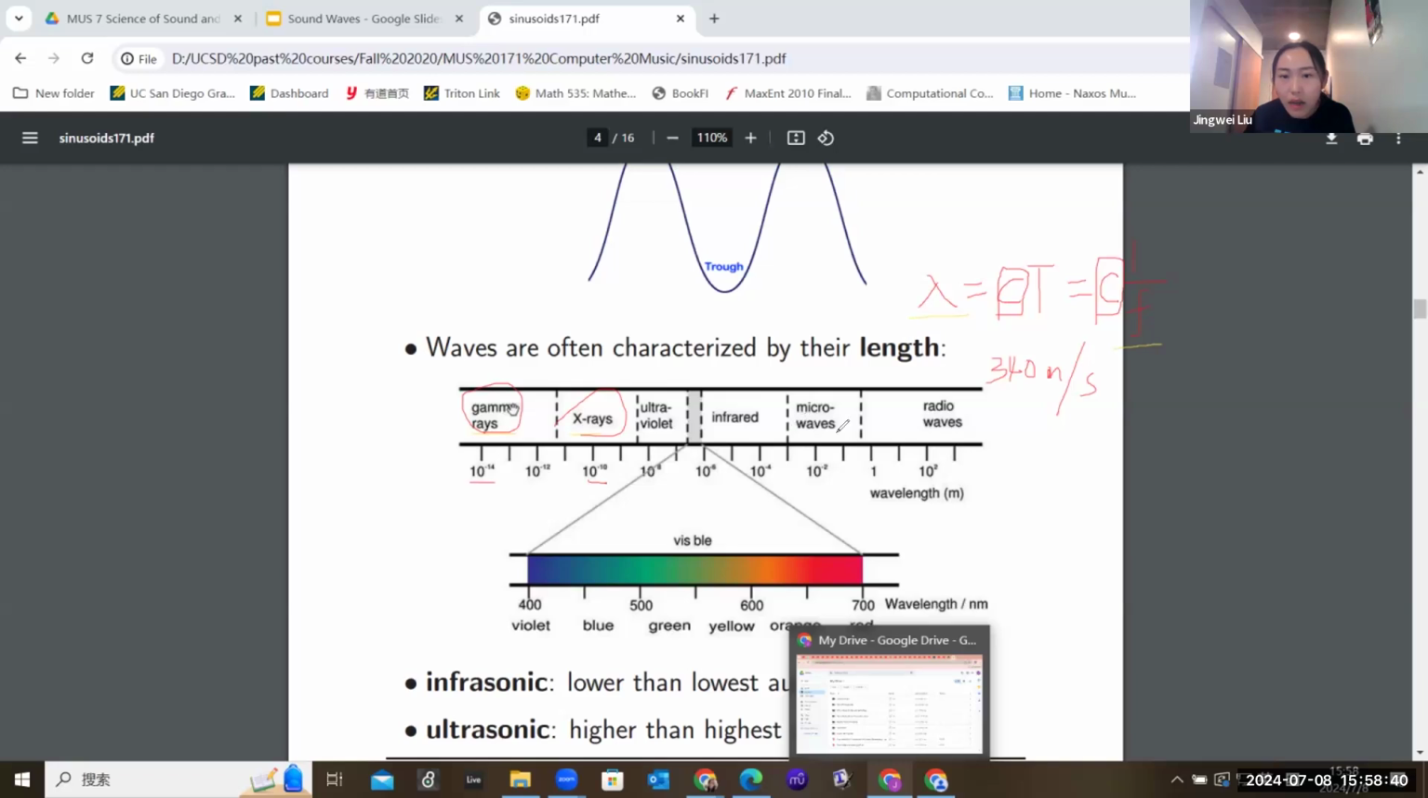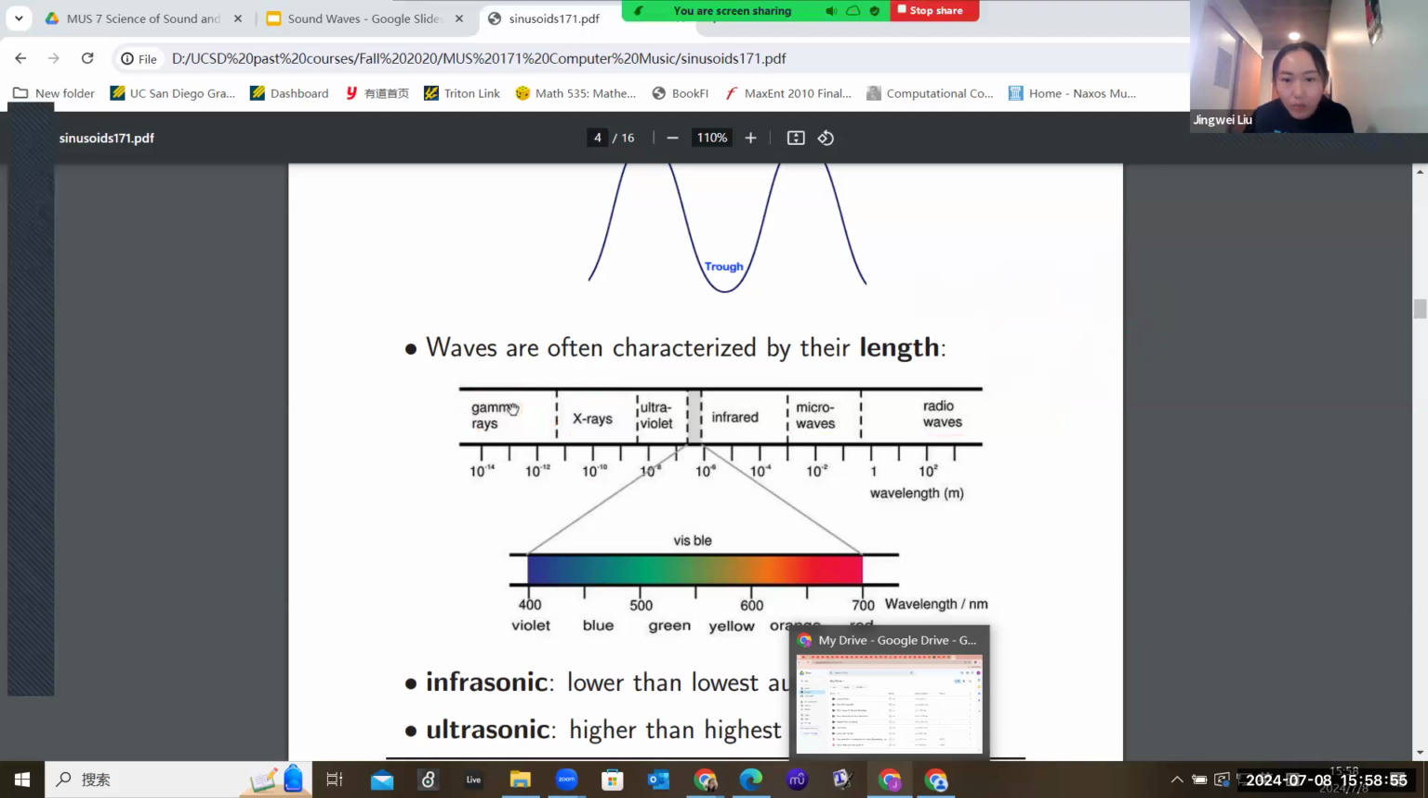So they are used in the microwaves to heat, or the radio waves. The radio waves we just receive and listen to the radio broadcast. So this is the basic range.